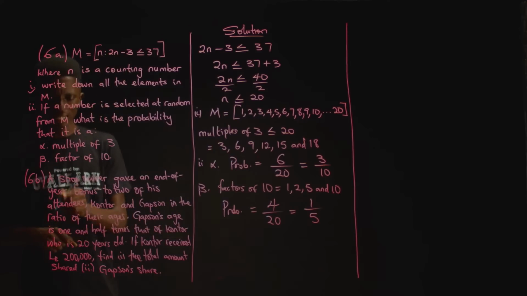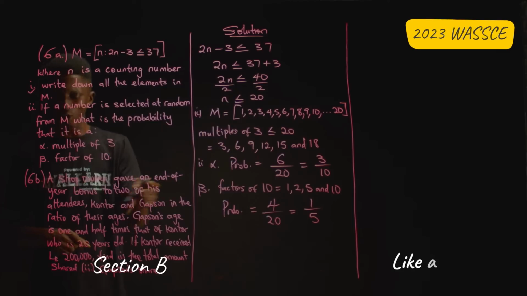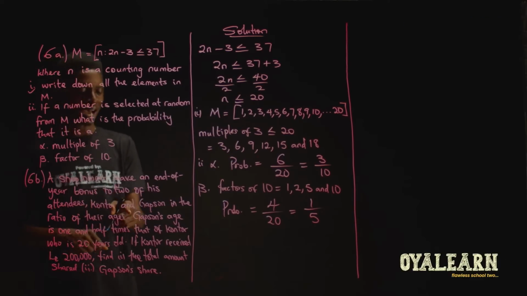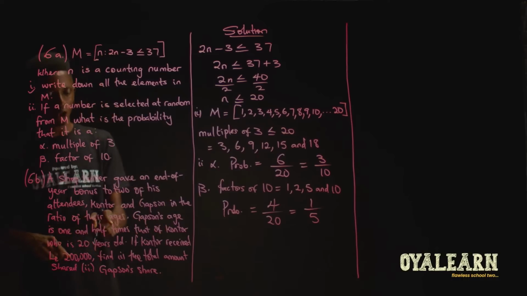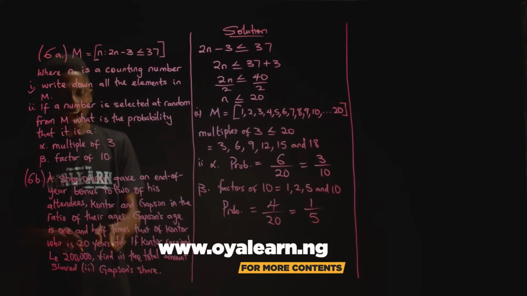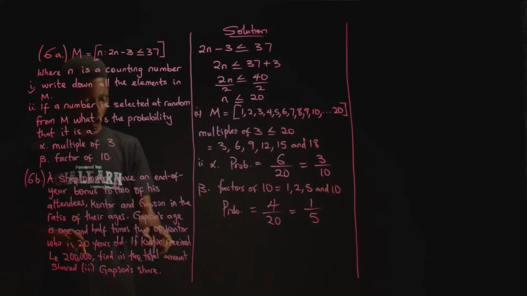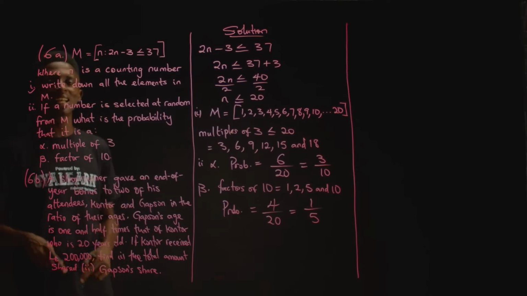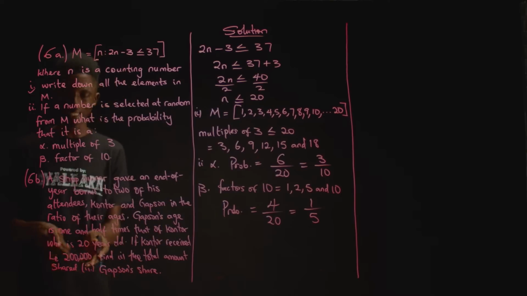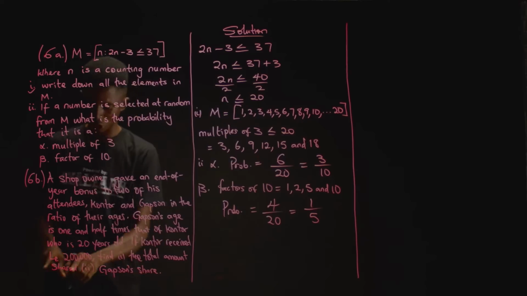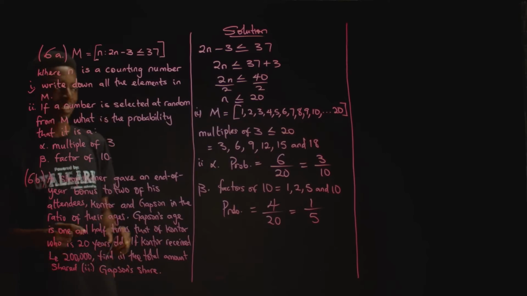Question 6b says, a shop owner gave an end of year bonus to 2 of his attendees, Contour and Gabson, in the ratio of their ages. Now, Gabson's age is 1.5 times that of Contour, who is 20 years old. If Contour received 200,000 LEs, now this LE here is telling us of the currency they are working in. Find first the total amount shared, and then secondly, Gabson's share.